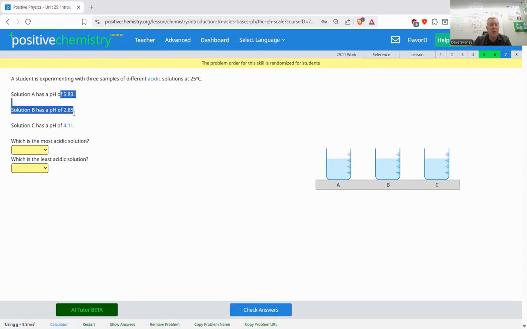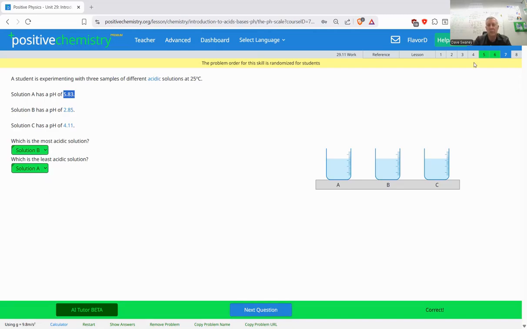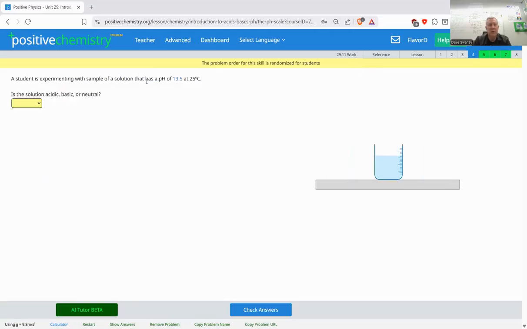So these are all under 7, so they are all acid, but this is the lowest. It is the farthest from neutral. It is the most acidic. This is the closest to neutral in the acid range. It is the closest to being basic. It is not basic, but it is the closest to being basic, which means it is the least acidic. And these all seem to be pretty similar. That is over 7 pH, so that is basic.